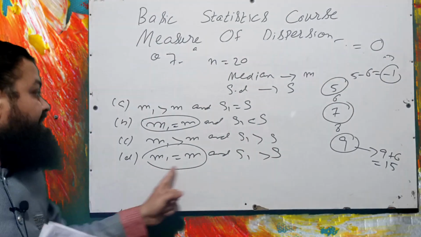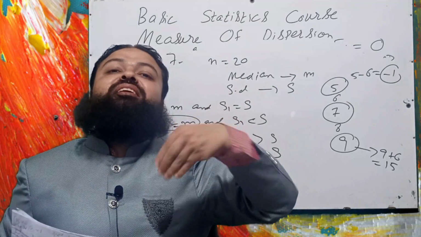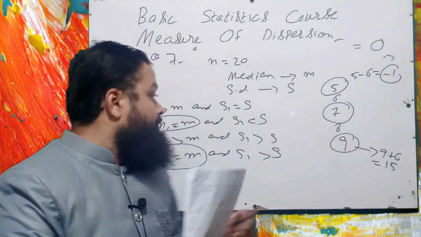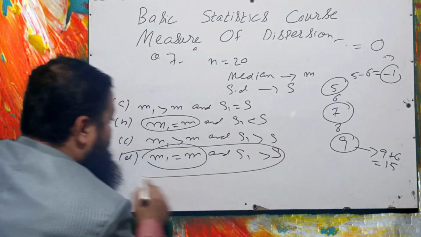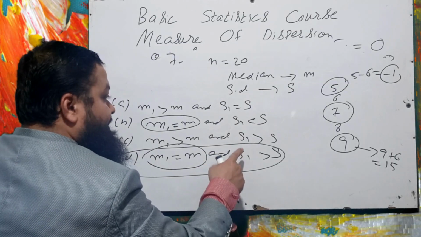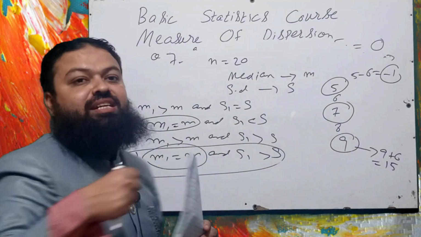It means m1 is equal to m, and the standard deviation will be affected, and that will be greater than the previous standard deviation because we are adding to the largest value. It means D part will be the correct option in the exam. m1 is equal to m and s1, the standard deviation of the new data, will be greater than the standard deviation of the previous data.